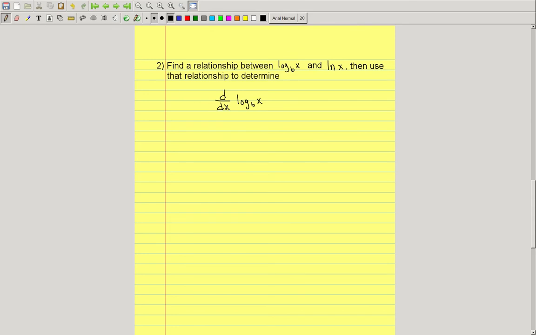Now that we know the derivative of the natural logarithm, let's find a relationship between the log base b and the natural logarithm, and then use that relationship to determine the derivative of the logarithm base b.